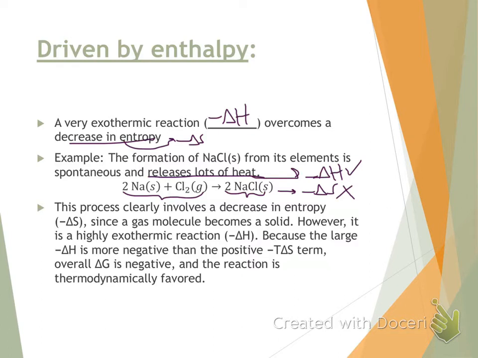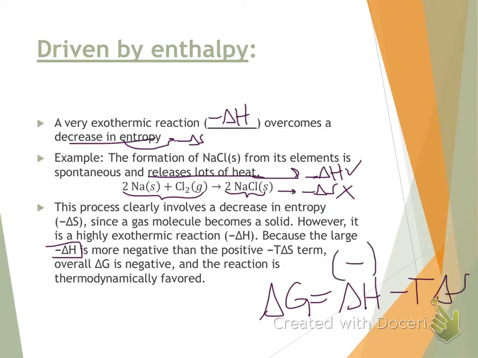Because we have that decrease in entropy, but it's highly exothermic, that negative delta H part of our delta G equals delta H minus T delta S is negative enough that whenever we're subtracting a negative, so adding this T delta S factor, our negative is still bigger than the part that we're adding, so the overall delta G will still be negative. The reaction will still be thermodynamically favorable.